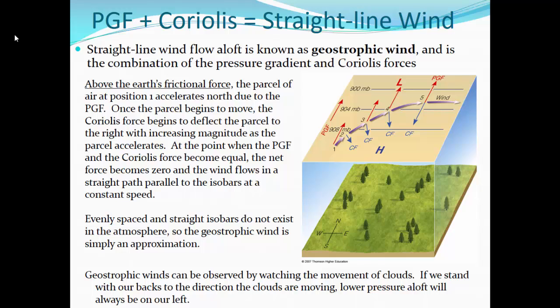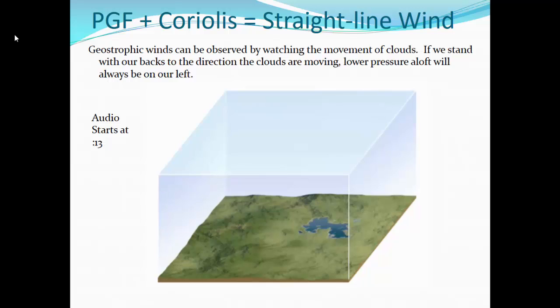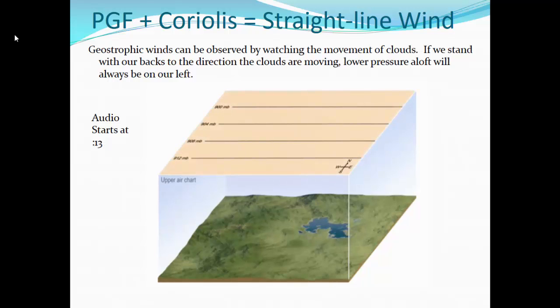Evenly spaced and straight isobars, as you see in this illustration, do not exist in the atmosphere. So the geostrophic wind is simply an approximation. So this is what it looks like when we add the pressure gradient force and the Coriolis force to end up with the straight line wind in the upper levels of the atmosphere.